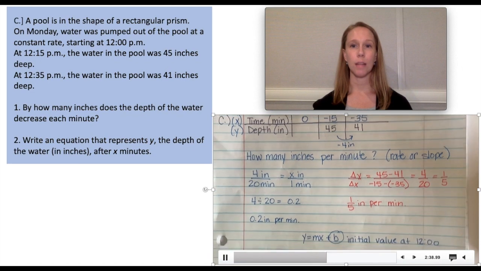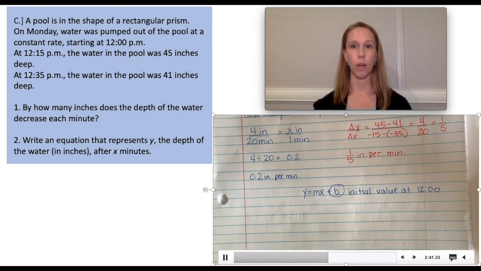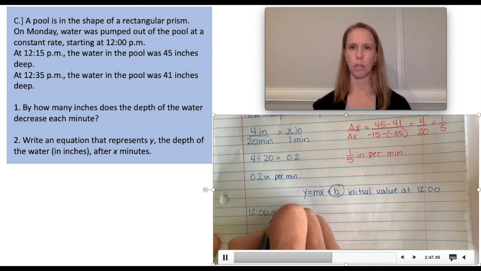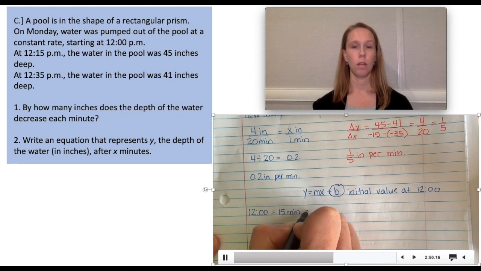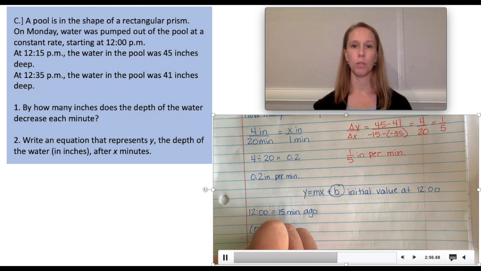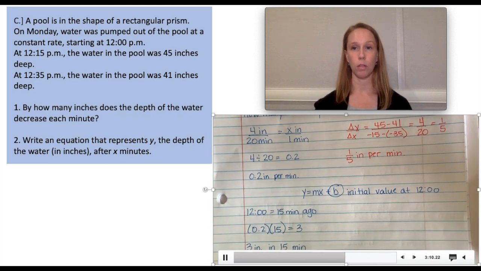Now your first instinct might be to subtract 4 minutes, but if I go back 4 inches, I have to go back 20 minutes, and that would give me a starting time of 11:55. So I thought about 12 o'clock was 15 minutes ago. If I know that I'm losing 2/10 of an inch per minute, I can just multiply 2/10 times 15, and that gives me 3. So from 12 o'clock to 12:15, the pool lost 3 inches, not 4 inches.